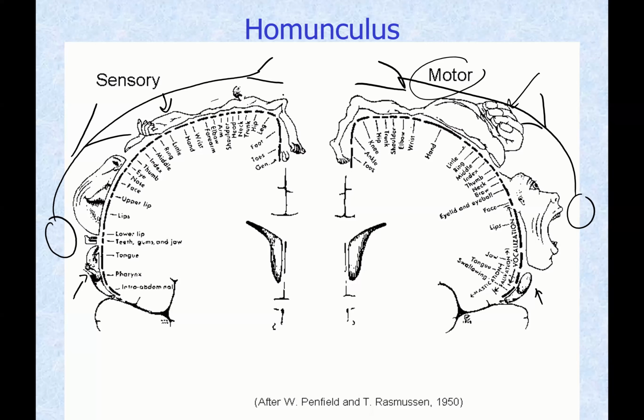Then there's another point. Now, the precentral gyrus and postcentral gyrus, the primary motor and sensory areas, are on the lateral surface of the brain.